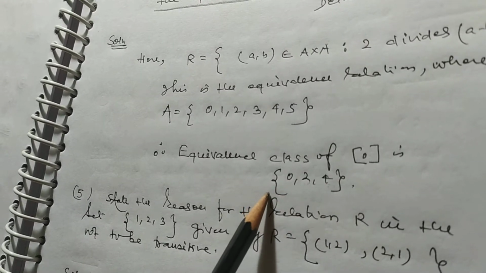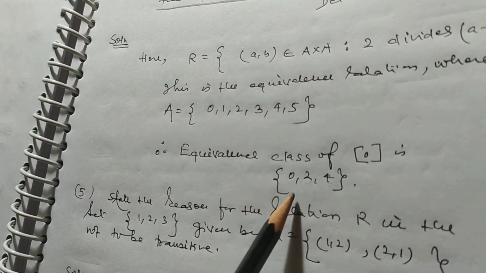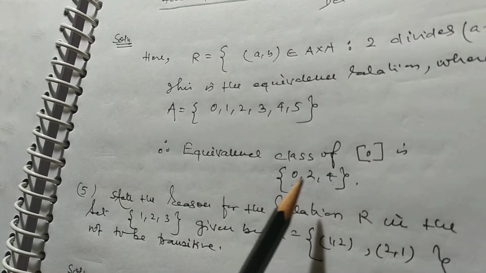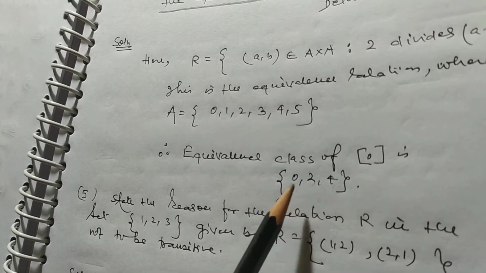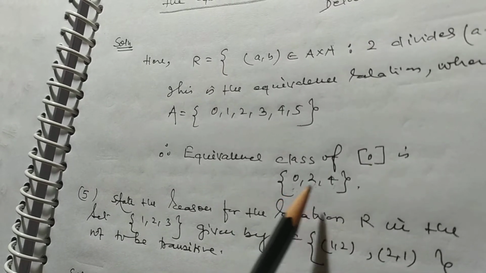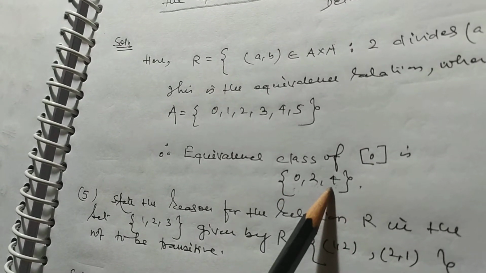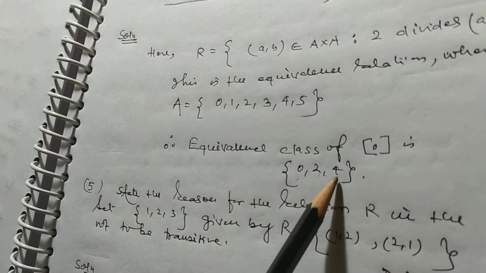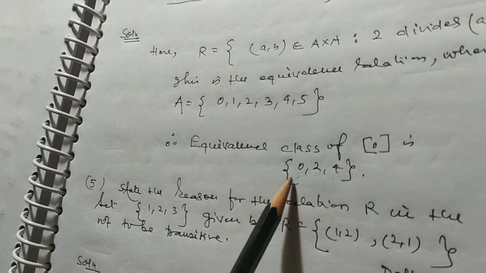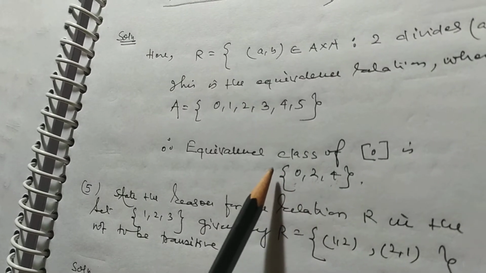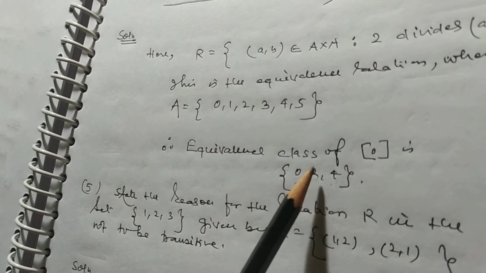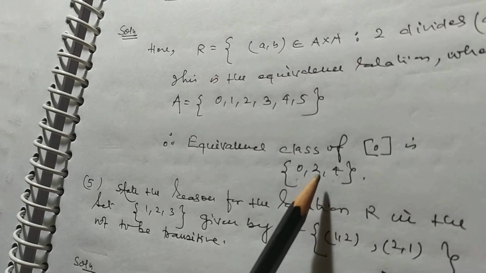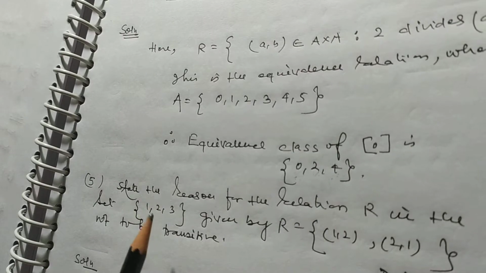0 minus 2 is divisible by 2, or 2 minus 0 is divisible by 2. If 0 is a and 2 is b, then 0 minus 2 is divisible by 2. 0 minus 4 is divisible by 2. So in this way, we write the equivalence class of 0 is the set {0, 2, 4}.